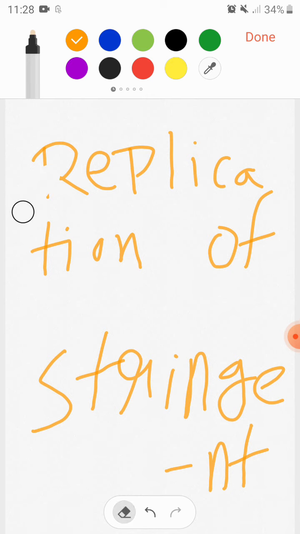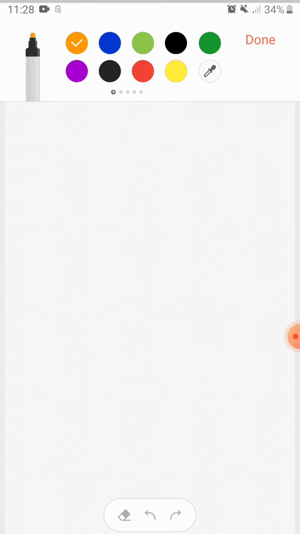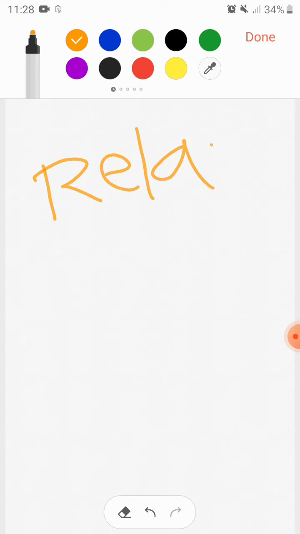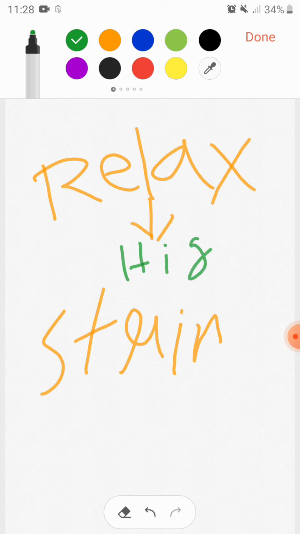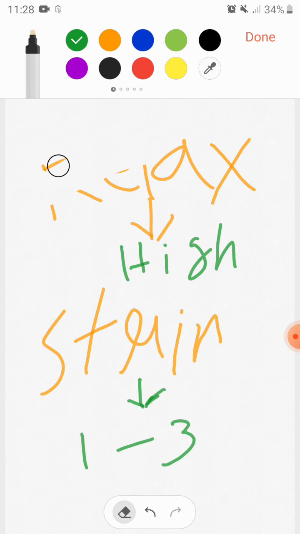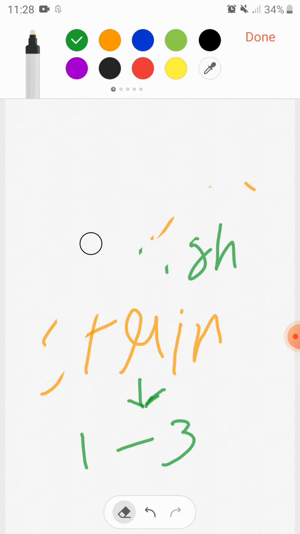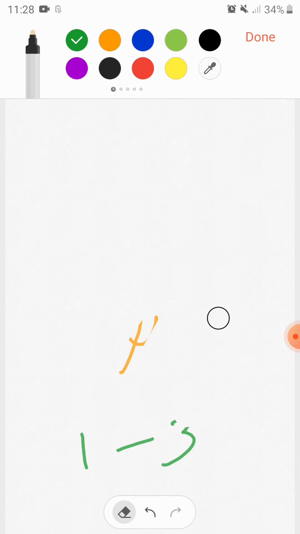One is known as the relaxed plasmids, and another one is the stringent. Relaxed plasmids are those which maintain a high copy number in the bacterial cells, and stringent plasmids are those which maintain a very low copy number, 1, 2, 3. In this video we particularly discuss the replication process of stringent plasmids, how it initiates.